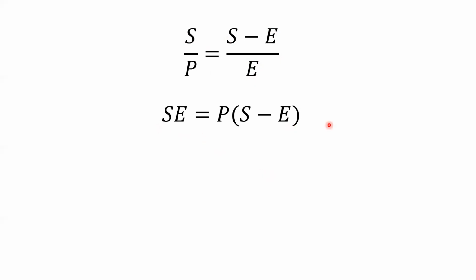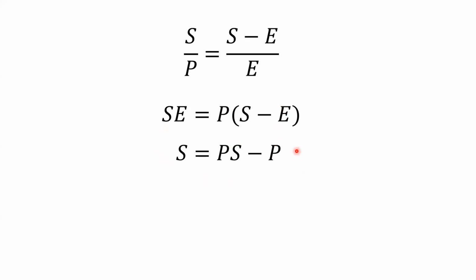Now I'm going to evaluate this for E equals 1, right? S times 1 is just S. And what I've done here is I've distributed. Remember from algebra, this would be P times S minus P times E. So here's P times S. And of course, P times E is now P times 1, which is just P.